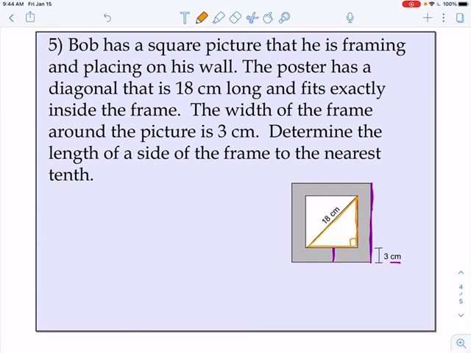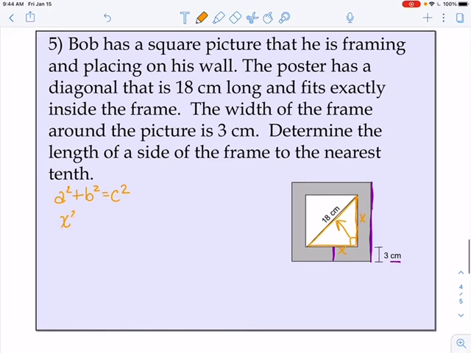The first thing I'm going to do is find one of the sides. If I call that side x, the other side has to be x as well, because the sides of a square are congruent. So we'll start with a squared plus b squared equals c squared, and c is the side directly opposite my right angle. So we're going to have x squared plus x squared equals 18 squared.